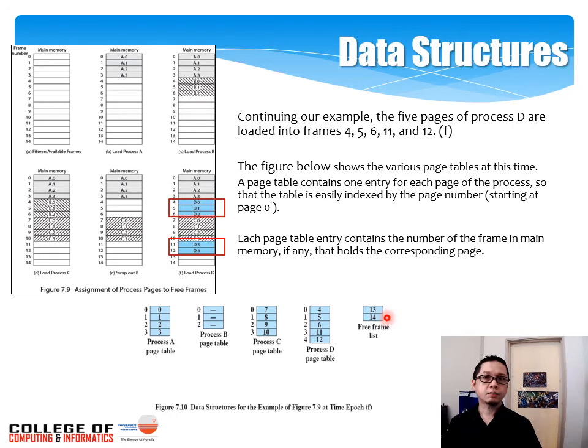So basically, a page table contains a reference to the page information of a process and maps it to the correct frame of the memory. That's it.